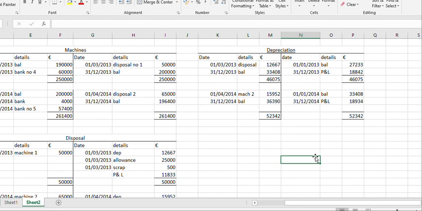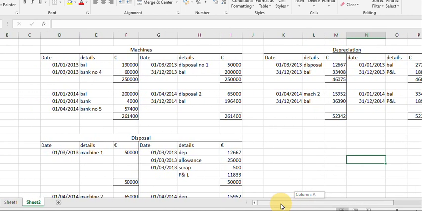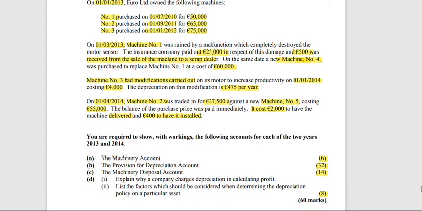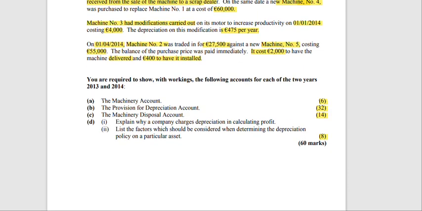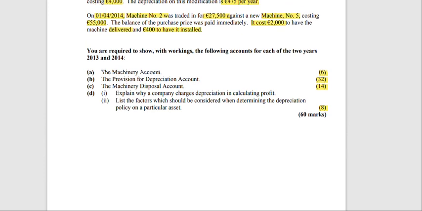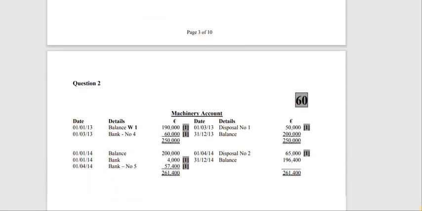That's your T accounts done for 52 marks, I believe it was, in this question. So if we look at the answer, you're asked to do the machinery account, the provision for depreciation, and the machinery disposal, and then there's a bit of theory. Why does a company charge depreciation, and list the factors which should be considered when determining the depreciation.